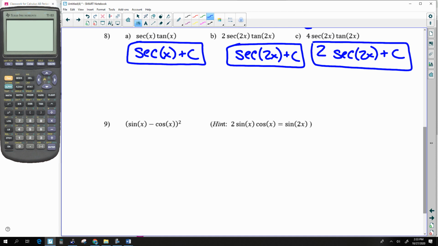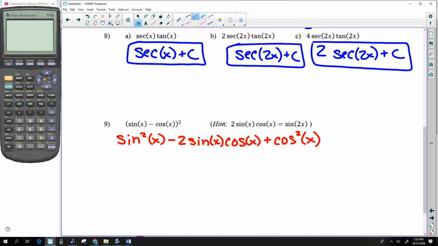Okay, this one is kind of a trick question. You need to do a little bit of math before you're able to do this. Right now we're not equipped to do the chain rule or the product rule or anything like that, so we can't really have this. So let's square this. Just straight up right now, this is sine squared x minus 2 sine x cosine x plus cosine squared x.